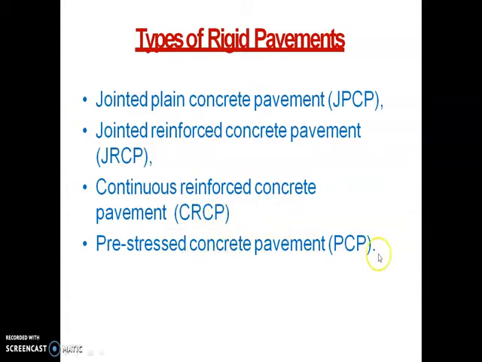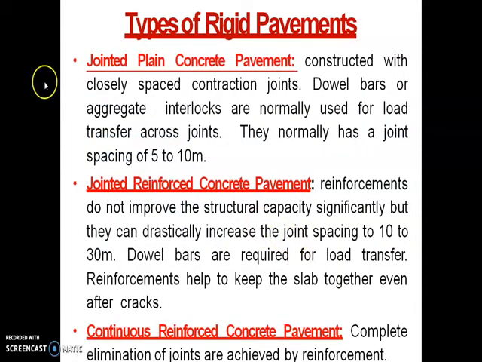Jointed reinforced concrete pavements. Next one. Reinforcement improves the structural capacity significantly, but they can drastically increase the joint spacing to 10 to 30 meters. Dowel bars are required for load transfer. Reinforcement helps to keep the slab together even after cracks. Continuous reinforcement concrete pavements. Complete elimination of joints is achieved by reinforcement.